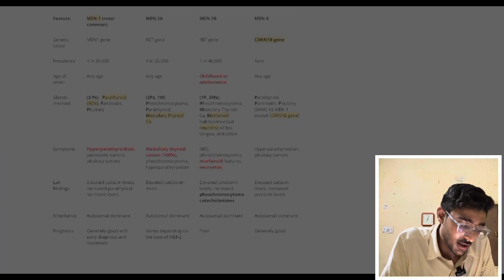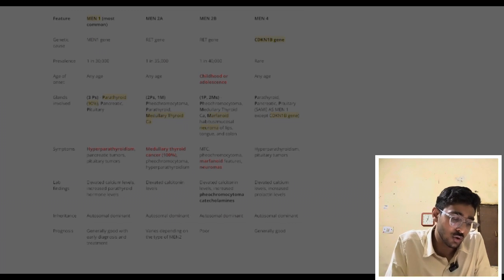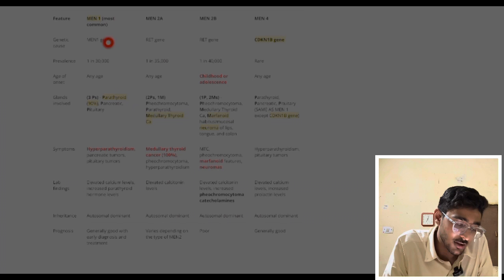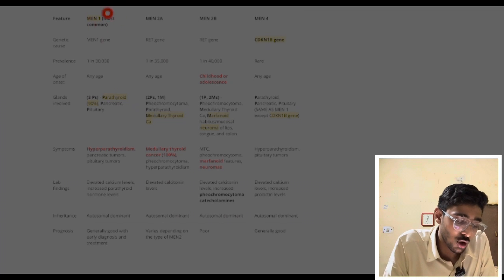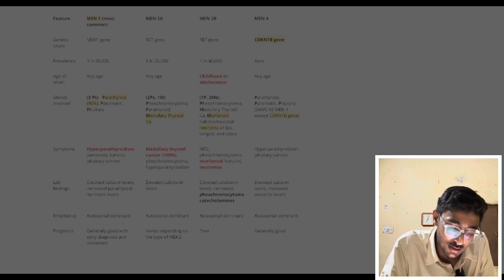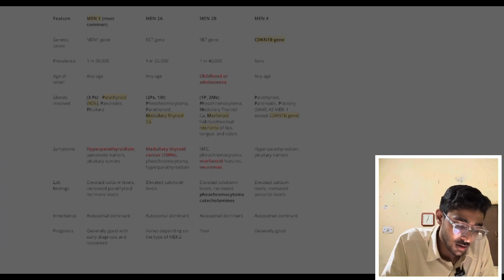Let's first go through the genetic causes. MEN 1 syndrome is the most common MEN syndrome, and MEN 4 is the rarest form of MEN syndrome. Now let's learn about the genetic cause: the MEN 1 gene in MEN 1 syndrome, the RET gene in MEN 2A and 2B, and the CDKN1B gene in MEN 4. Now let's learn about the prevalence. MEN 1 being the most common is the most prevalent, and MEN 4 being the rarest is rare.